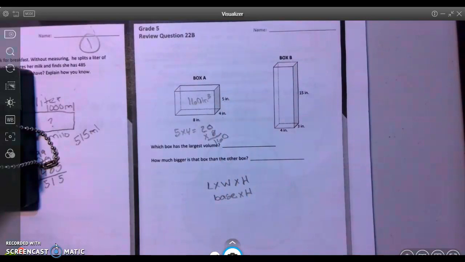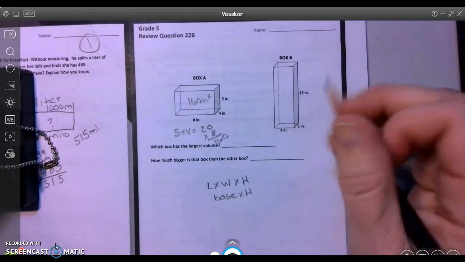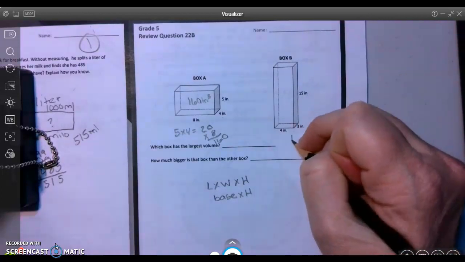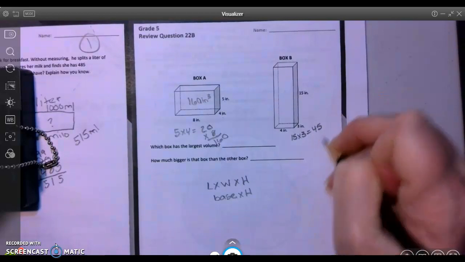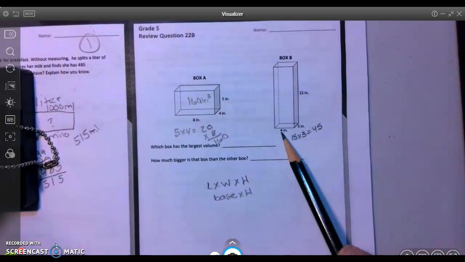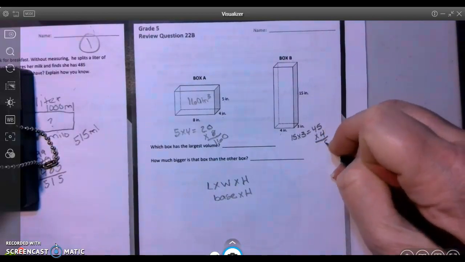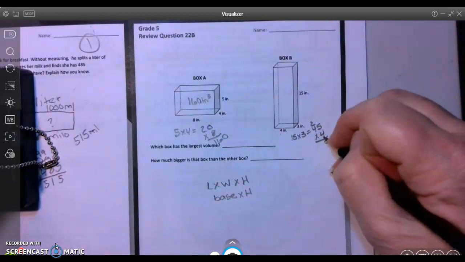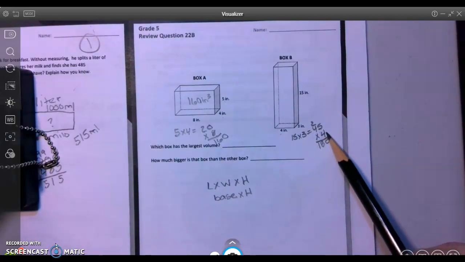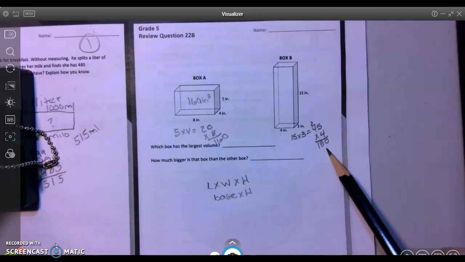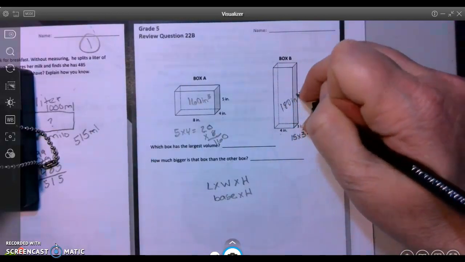And then let's try this one. 15 times 3 is 45. And then 45 times 4, which is 180. I could also think about 45 times 2 is 90, so 90 times 2 is 180. Well, this one is 180 inches cubed.